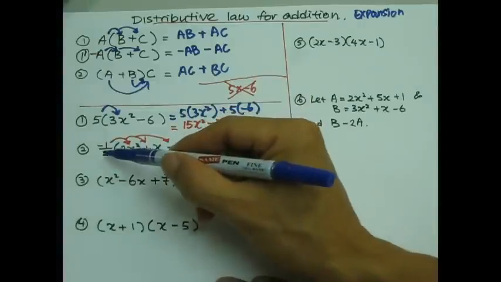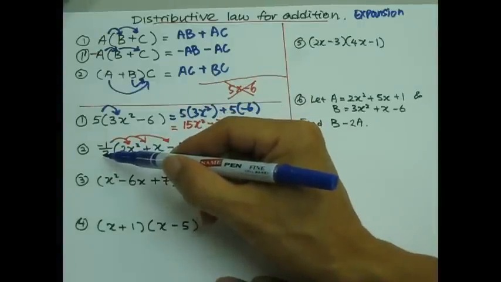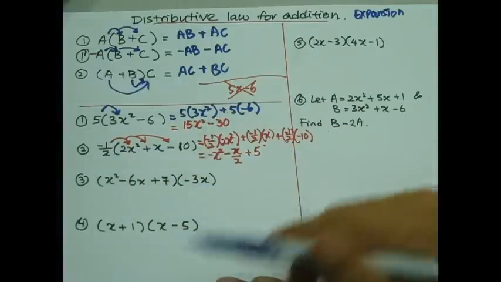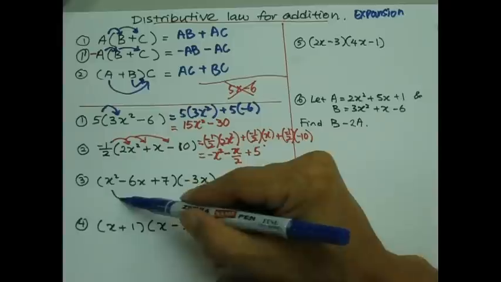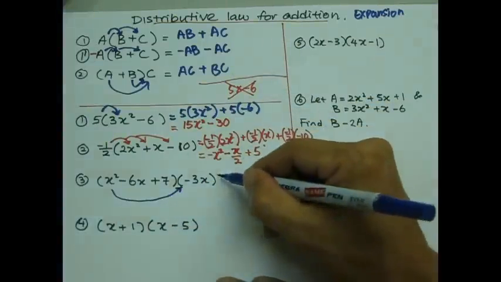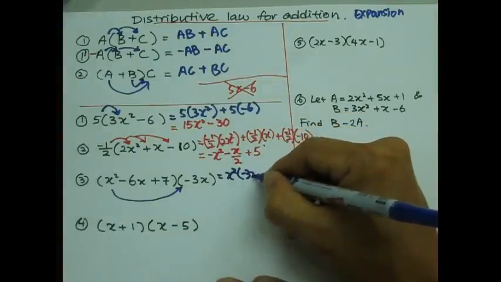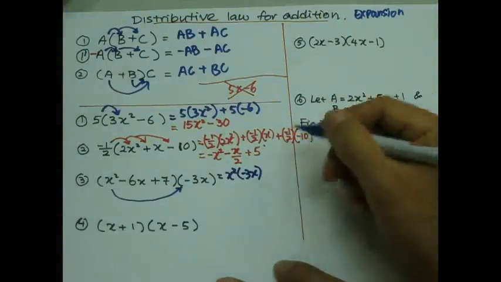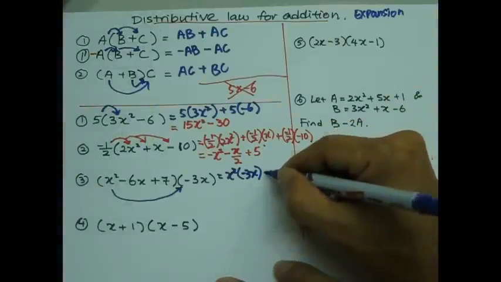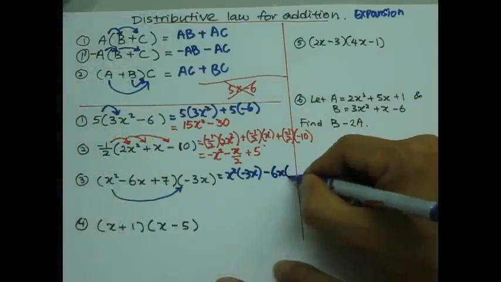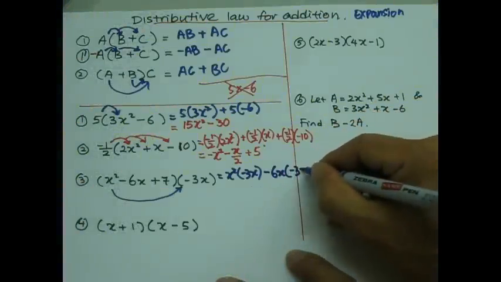So now I move from the left hand side to the right hand side. So x squared times negative 3x. I'm going to write x squared times negative 3x. I'm again using a bracket for clarity purposes. And then minus 6x times negative 3x.